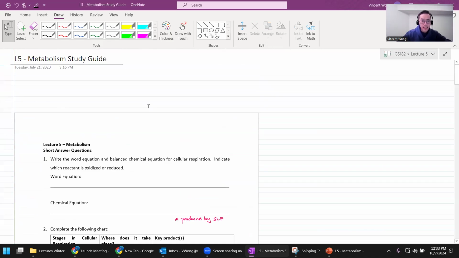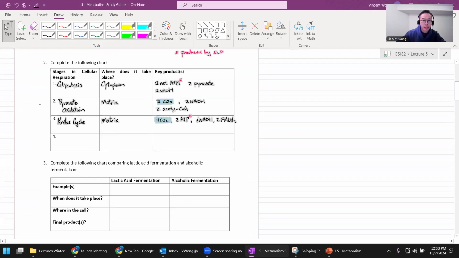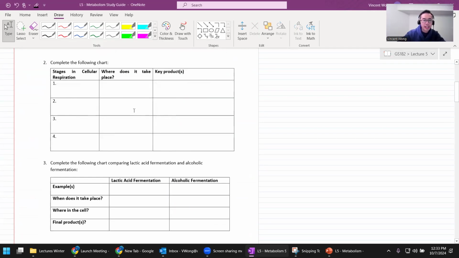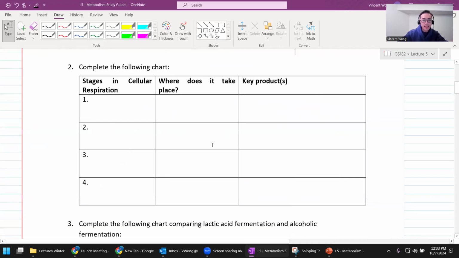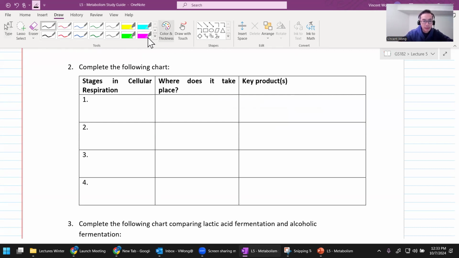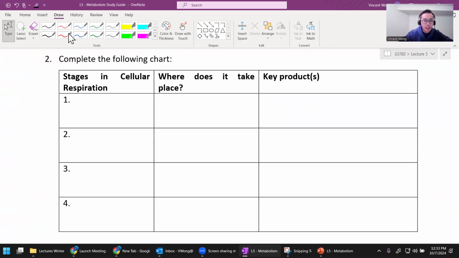So let's go to our study guide here for a second, and let's write down the key ingredients for each step as a summary, and then I'm going to tell you what happens at the electron transport chain. Okay, if you don't have the study guide, that's fine. Just take out any piece of paper and copy what I'm about to write. Okay, so stages in cellular respiration.